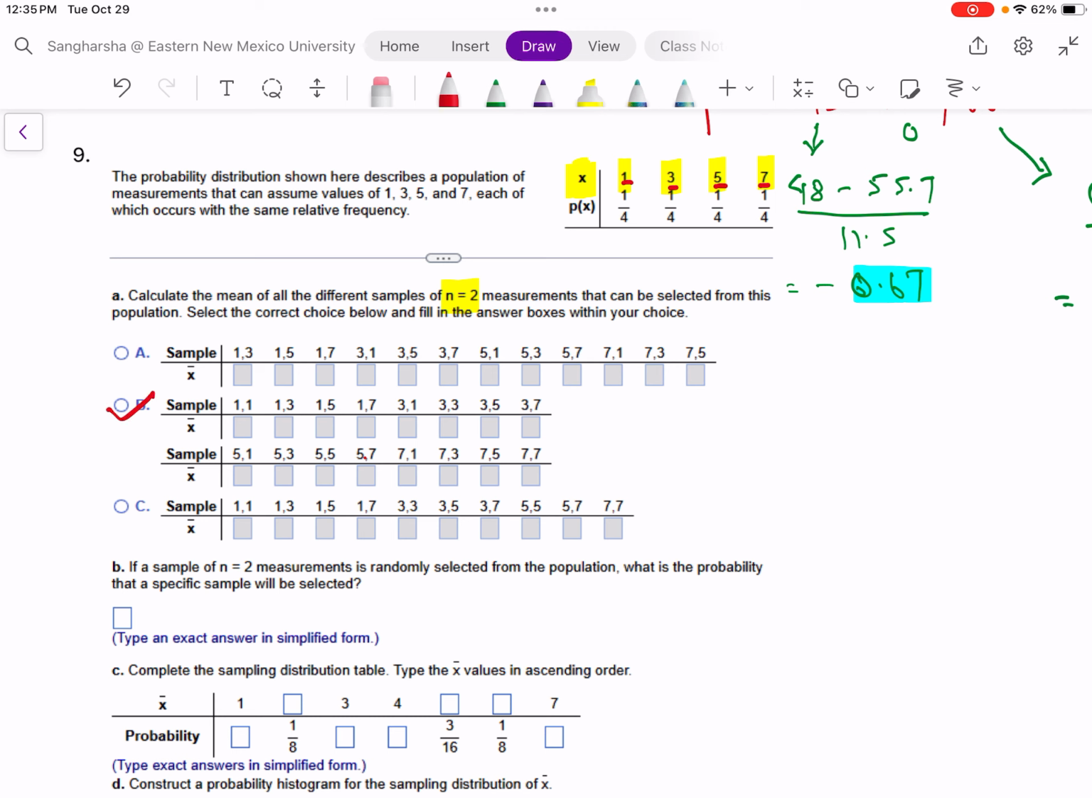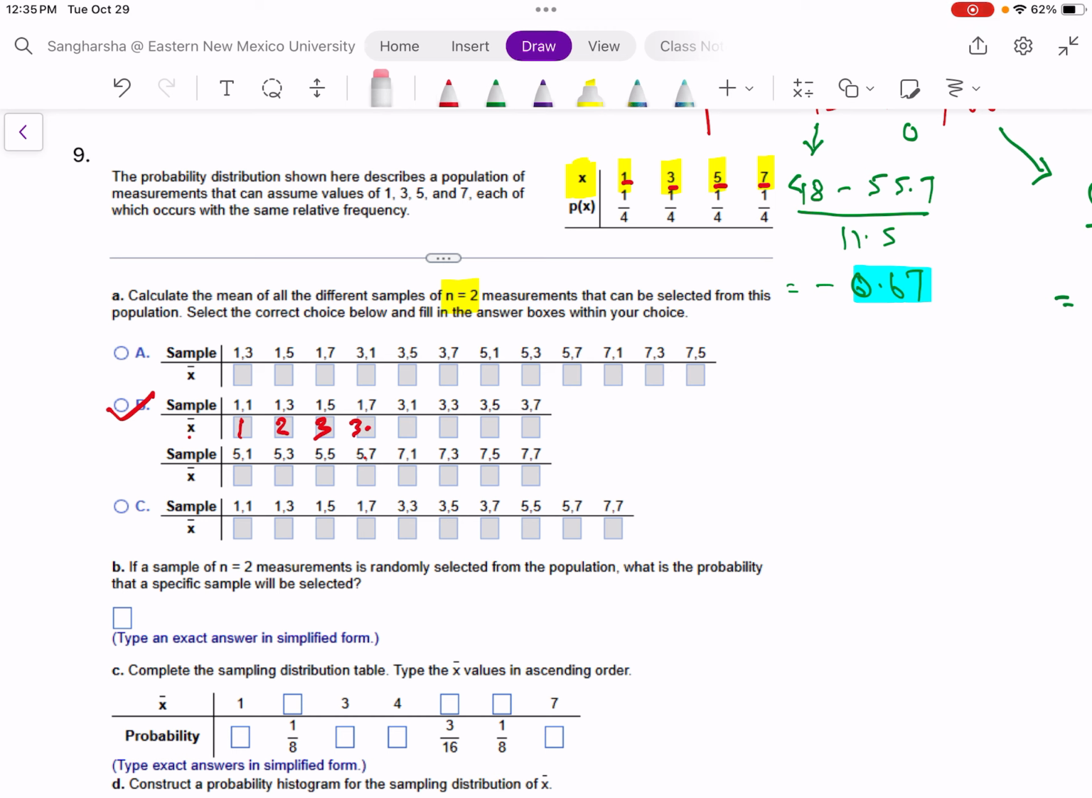Now you are asked to find the average x bar. If you have 1, 1, what is the average of 1 and 1? 1, right? So it's 1. What is the average of 1 and 3? Sorry, it's 2. 1 plus 3 is 4, 4 divided by 2 is 2. 1 and 5, that is 3, right? 1 and 7, that's 4.